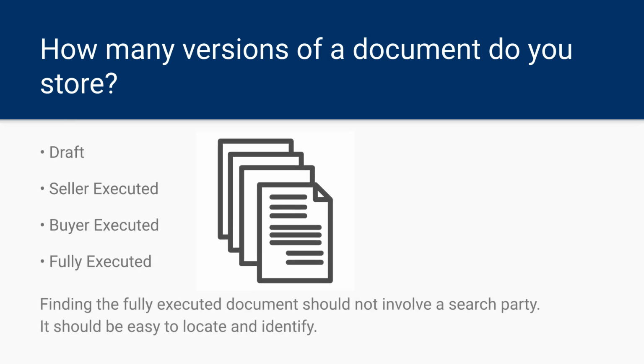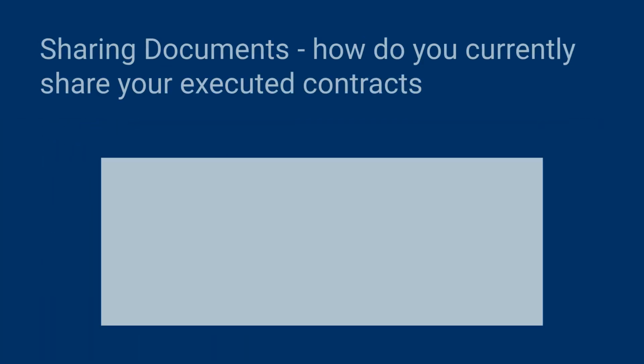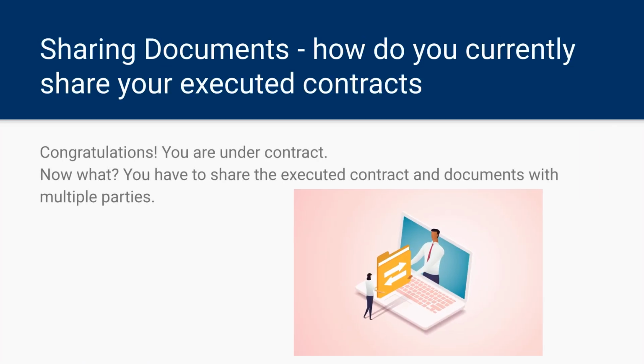How many versions of a document do you store? Finding the fully executed document should not involve a search party. Documents inside TransAction Navigator are clearly identified within the transaction. Congratulations, you are under contract. Now, you have to share the executed contract and documents with multiple parties, each with different requirements. Sharing documents shouldn't rely on memory.